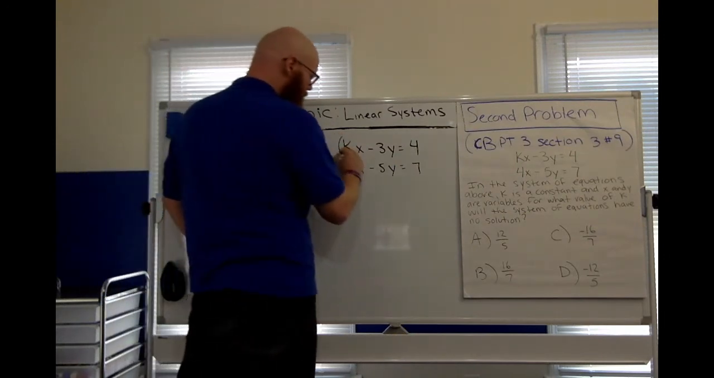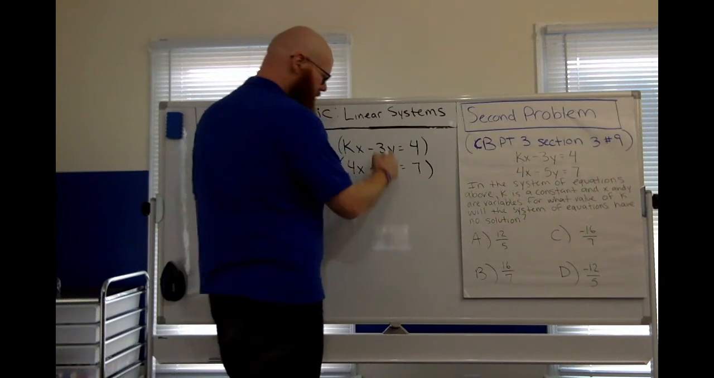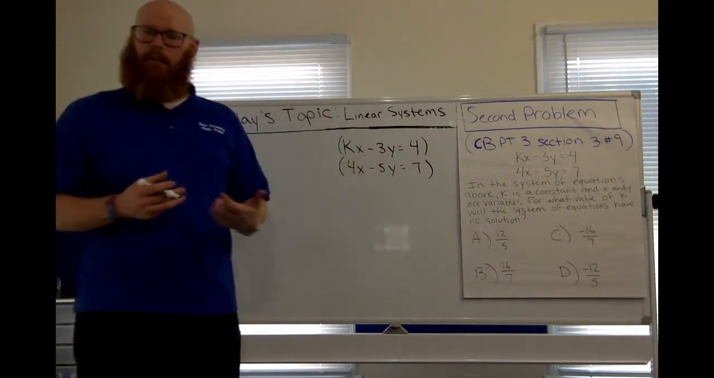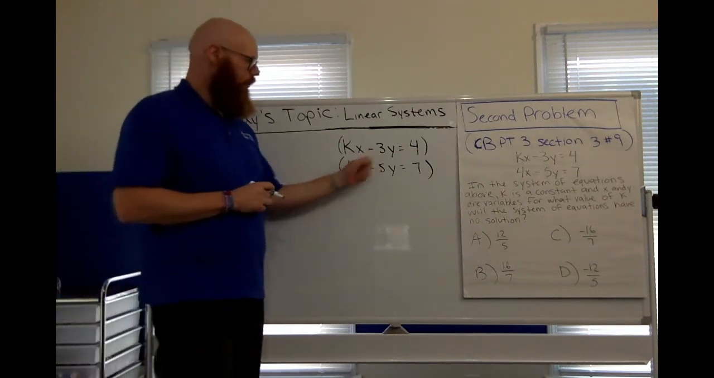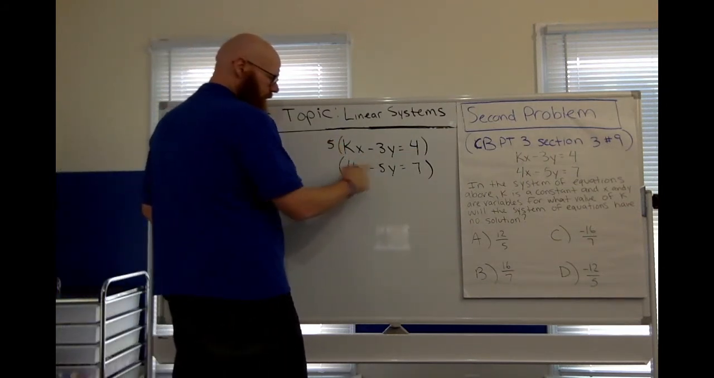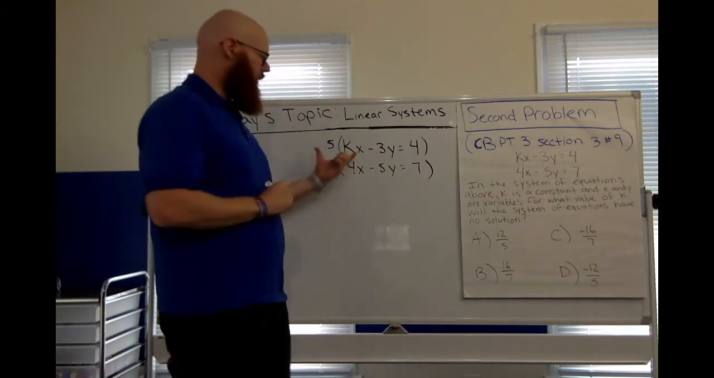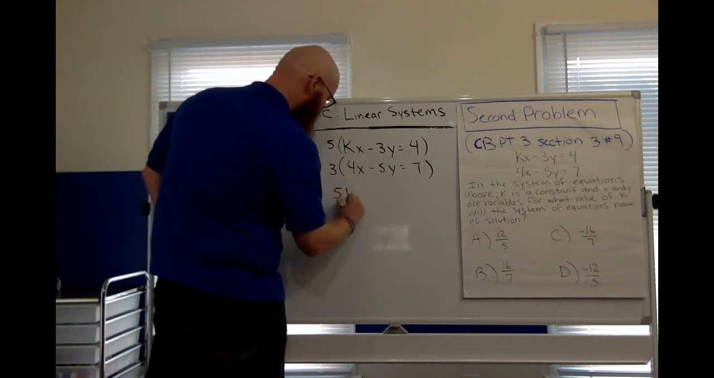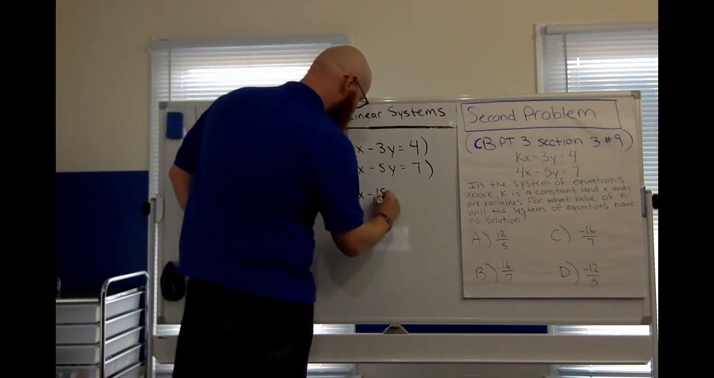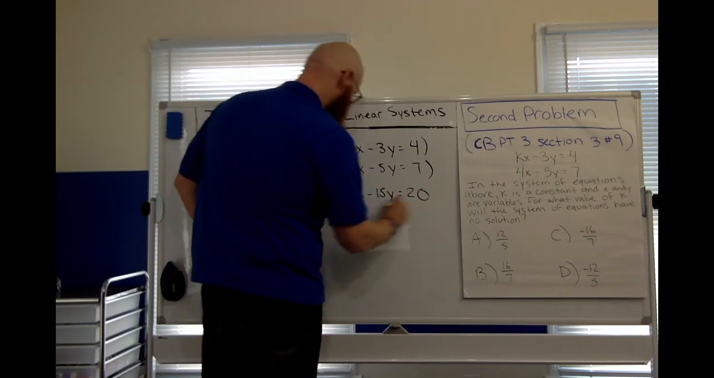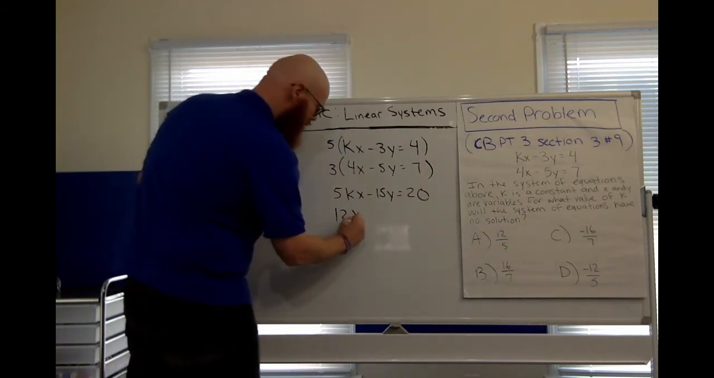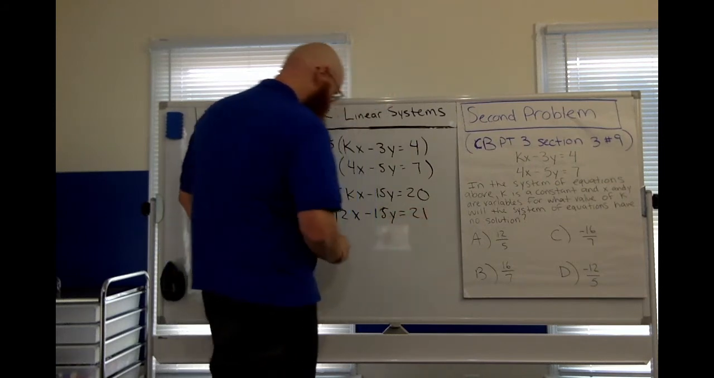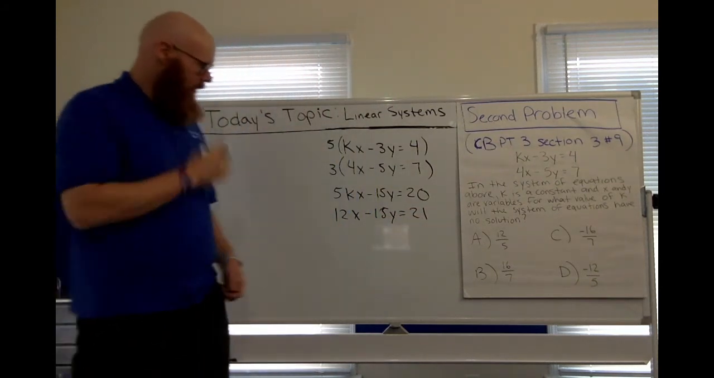So what I want to do is look at the y's, and make them exactly the same. Well, 3 doesn't go into 5, so I've got to multiply both equations. I'm going to multiply the first equation by 5 and the second equation by 3. That is going to give me a -15 for both of them. So I end up with this equation, 5kx minus 15y equals 20. And then 12x minus 15y equals 21. And then I want to just stop there and now analyze the problem.